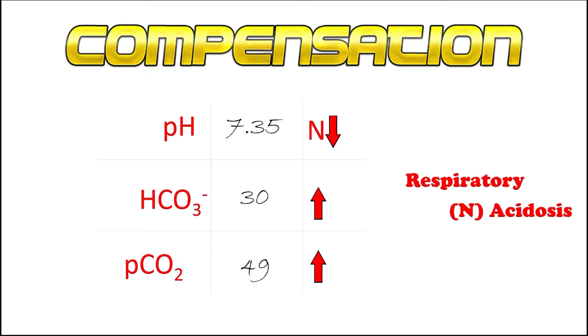Now let's look at the compensation. Being a respiratory imbalance, the mnemonic that we should be applying is RABI. Looking at the bicarbonate levels, it is elevated, indicating a compensation, and since the pH is in the normal range, we can call it fully compensated.